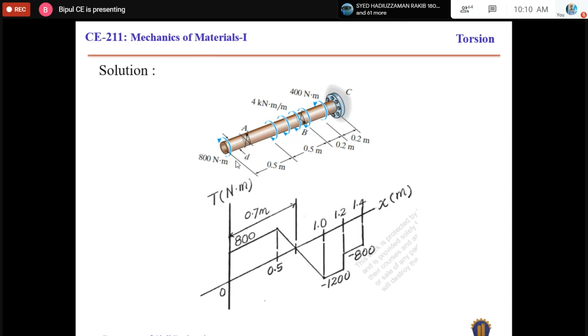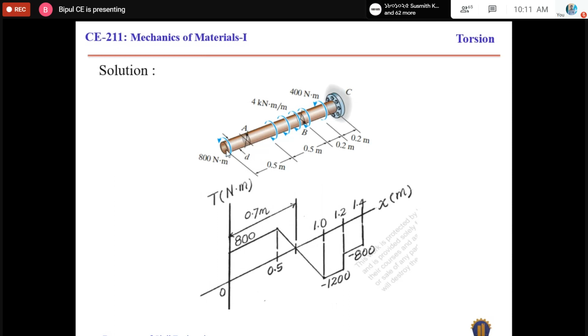So this is the length, and there are two axes, x and y. This x-axis represents the length of the shaft, and the y-axis represents the torsional force developed in the shaft. And upward is positive, downward is negative.